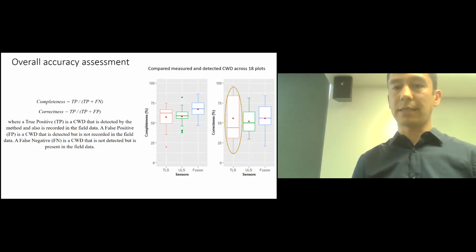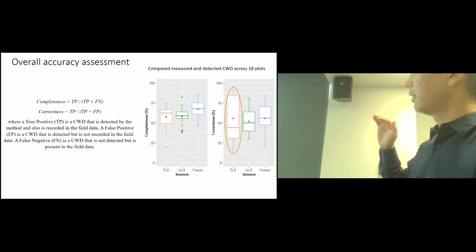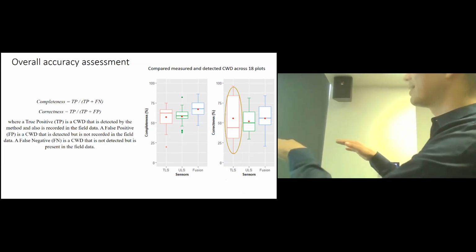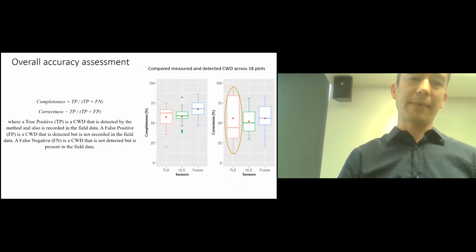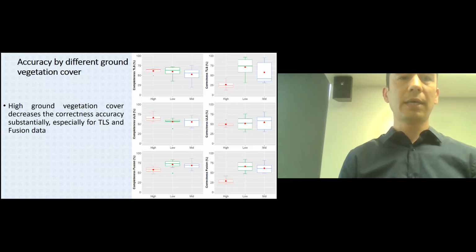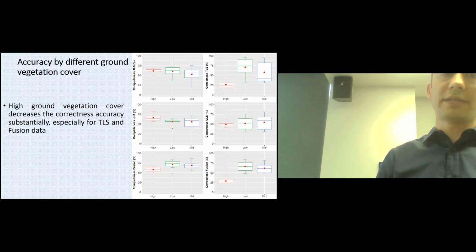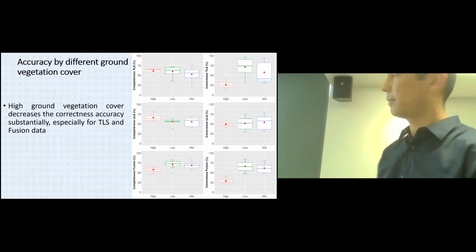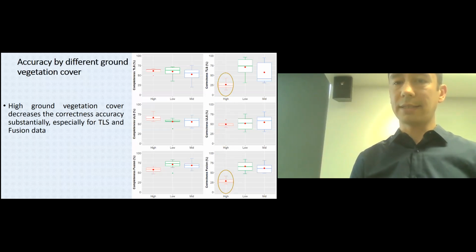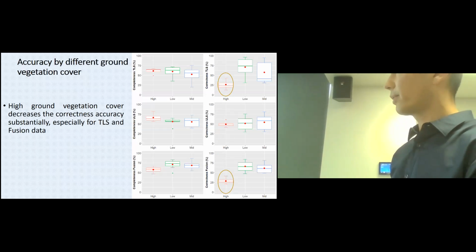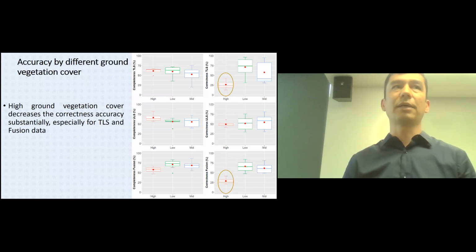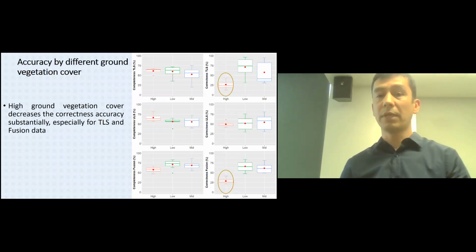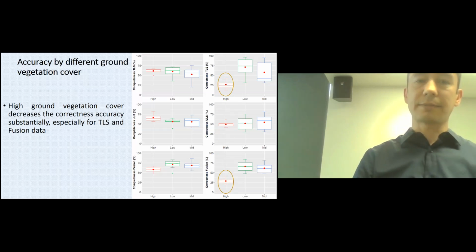If you look at this image, TLS is giving very varied accuracy. Basically, completeness and correctness should be higher. So this is the main point of the accuracy assessment. We also identified accuracy by different ground vegetation cover. Again, completeness looks pretty much similar. However, if you look at correctness, high vegetation cover areas are decreasing the accuracy, because the algorithm couldn't really differentiate coarse woody debris from some tussock or high density grasses.